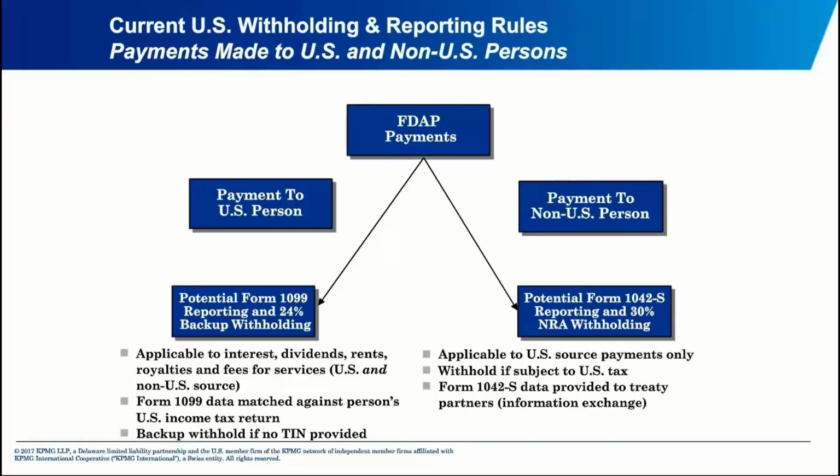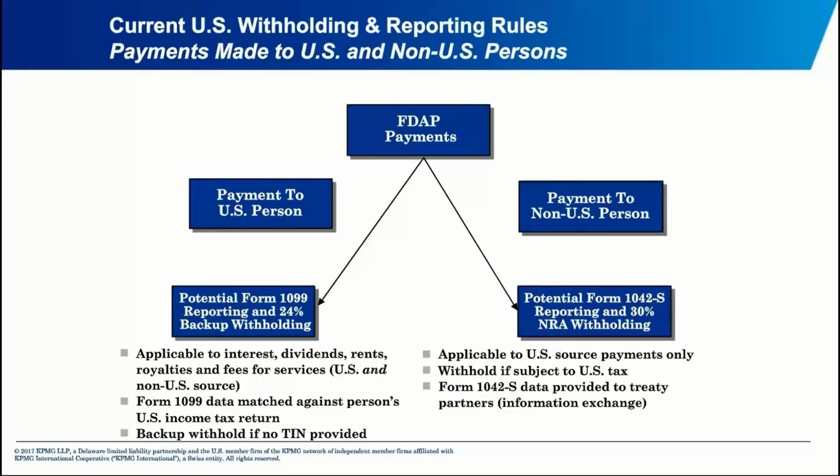For this regime, that's Chapter 61 of the Internal Revenue Code, that backup withholding and the reporting covers U.S. and non-U.S. source income. So we're going to focus today on the right-hand side of this diagram, and that's the same FDAP payments made to non-U.S. persons. In this case, we're actually only focused on U.S. source payments, and we'll get into what that means again in just a few moments.